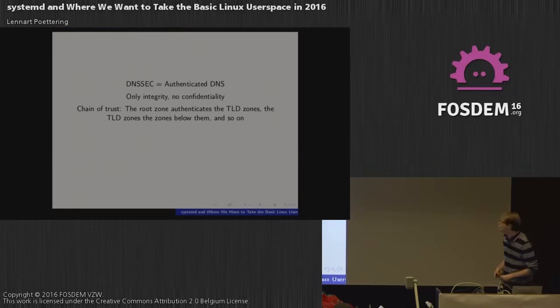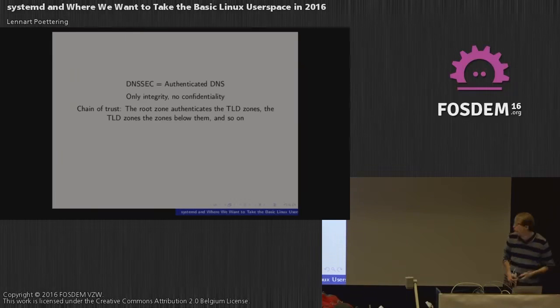So there's a chain of trust. Basically, the root zone contains cryptographic keys that authenticate the TLD zones. The TLDs, the top-level domains, you know those, like .com, .net, and .de, and .be, for the various countries. The TLD zones carry keys which sign the domains below that. So if you go to FOSDEM.org, FOSDEM.org is protected by keys that are stored in the org zone, and the keys in the org zone are protected by the one in the root zone. And this goes recursively down. So for any name you have on the internet, you can find the keys and signatures about that.